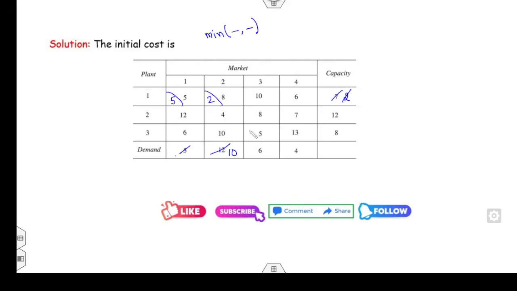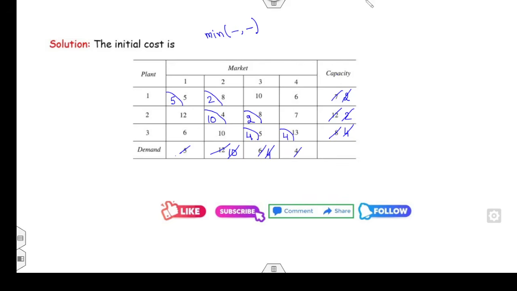Then the first row will be cancelled. Then this number will be 10 and 12. So minimum is 10. Remaining is 2. Next number is 2. This number is 4. Next numbers 4 and 8. Minimum is 4. And the final is 4 and 4.